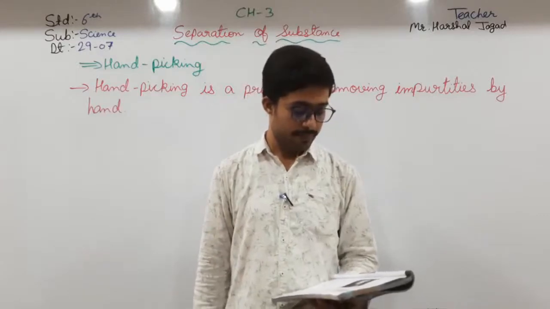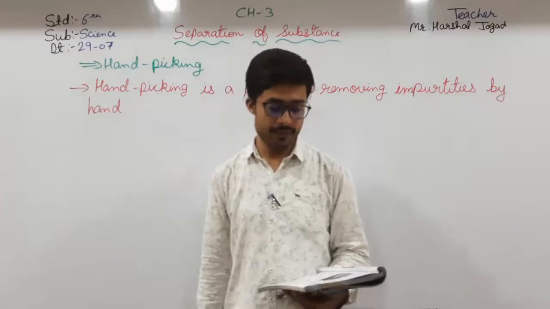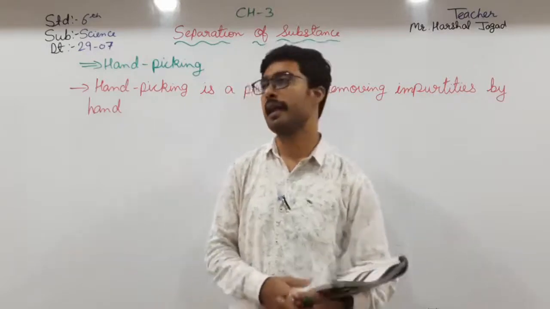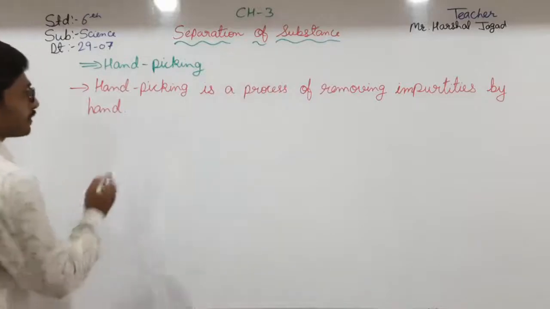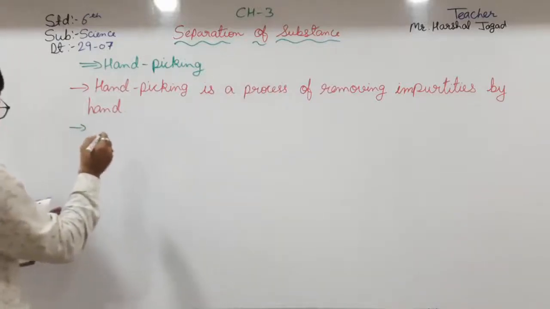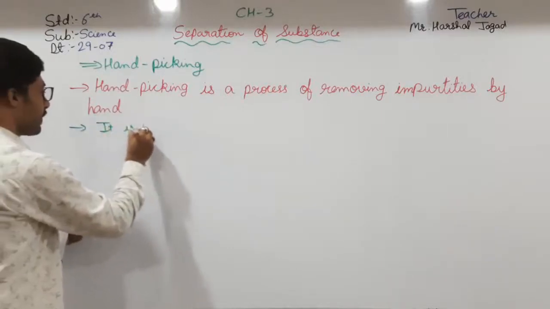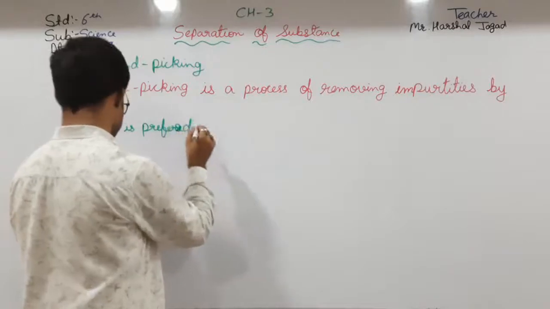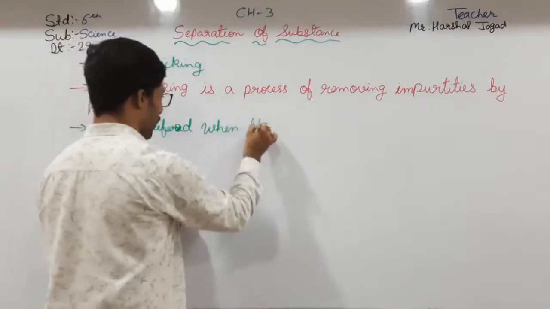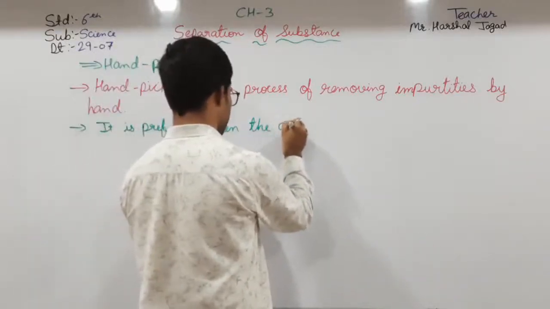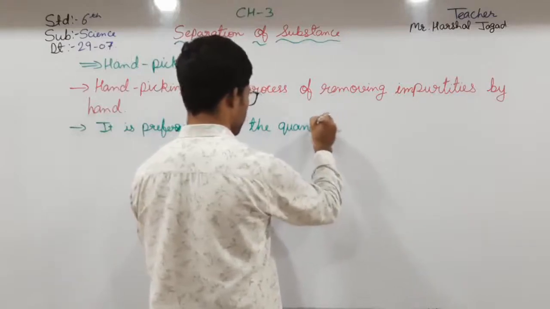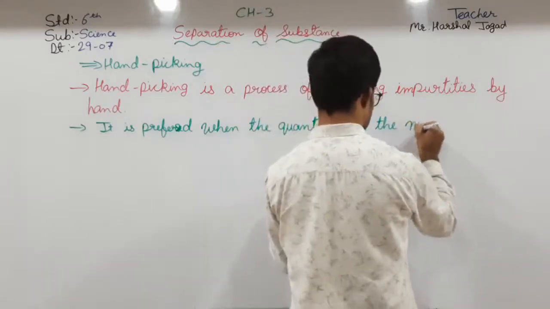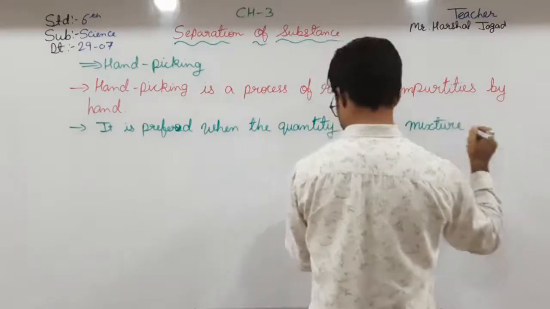Then, impurities are few in number and impurities can be easily spotted due to their different size, shape and color. So here in hand picking, let me write some important points. First of all, what is hand picking? And it is preferred when the quantity of the mixture is small.